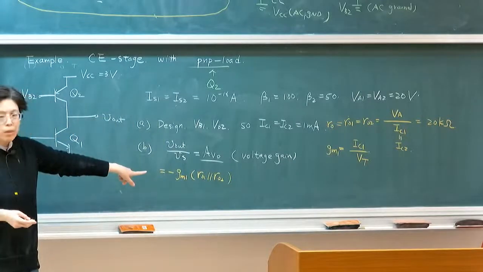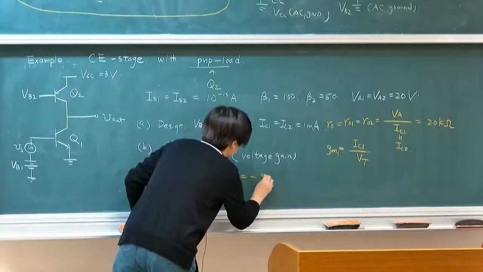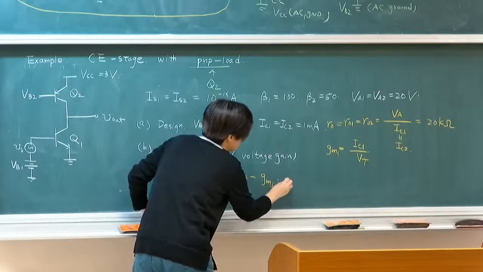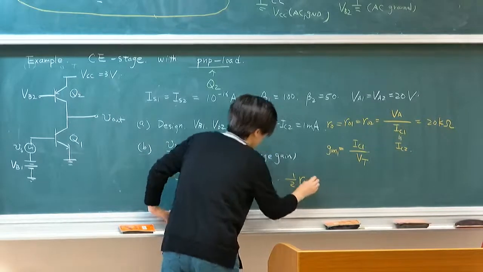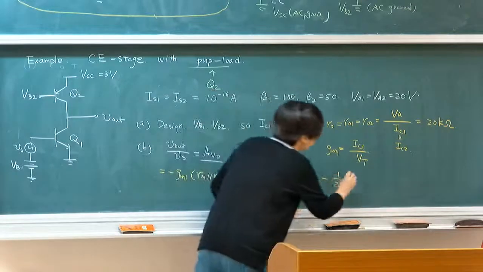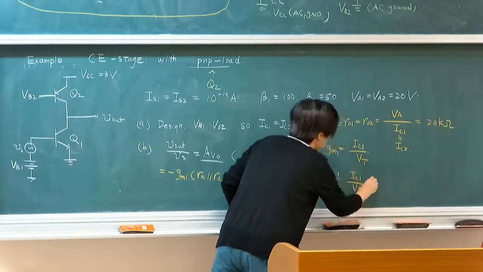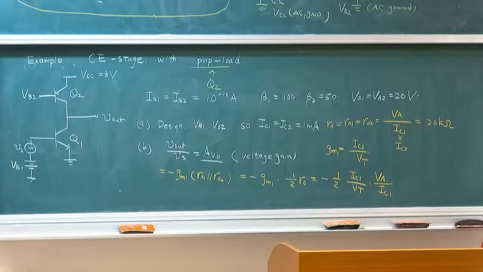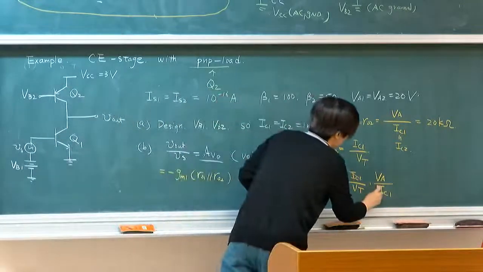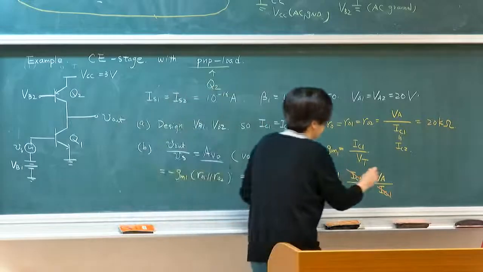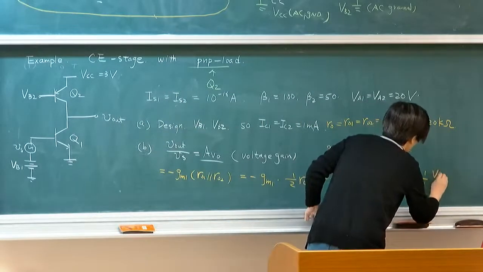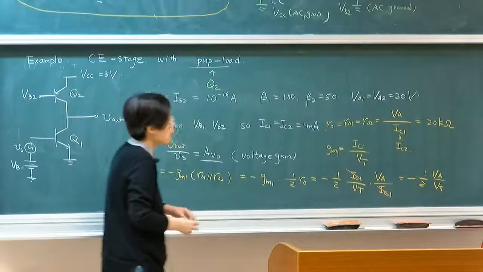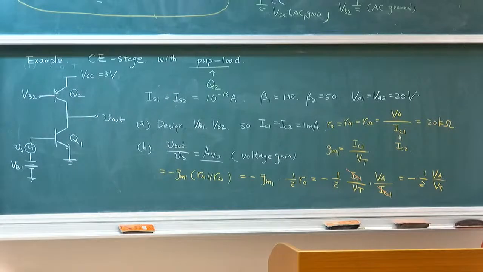Okay? So if I'm simplifying this equation, this will be minus GM1 times one half RO, which will be minus one half. GM is IC1 divided by VT. RO is VA divided by IC1. The reason why I'm keeping this instead of inserting the number is because the current cancels itself. So then you get a constant ratio of minus VA divided by VT. That would be the overall gain. So the gain will depend on only two things. One is early voltage. The other is the thermal voltage.